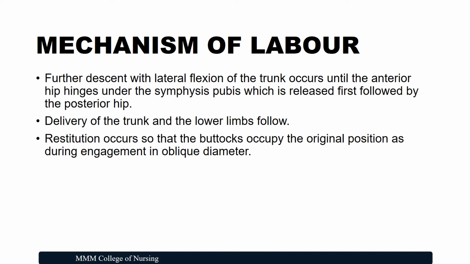Further descent with lateral flexion of the trunk occurs until the anterior hip hinges under the symphysis pubis, which is released first, followed by the posterior hip. Delivery of the trunk and the lower limbs follow. Restitution occurs so that the buttocks occupy the original position as during engagement, in the oblique diameter.